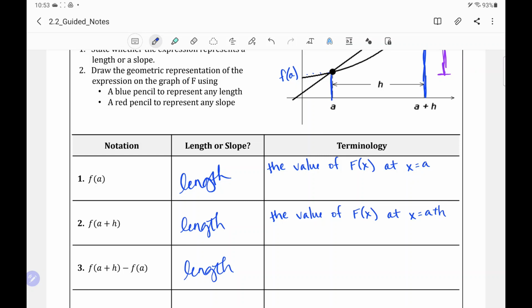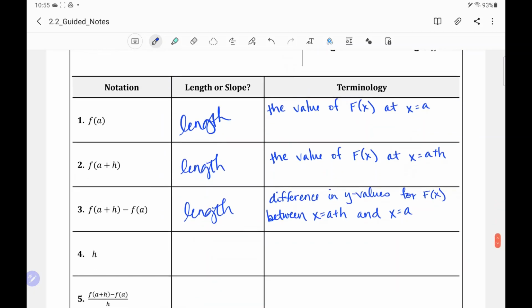Let's write down what would be a terminology for it. Here we go. The difference in y values for f of x between x equals a plus h and x equals a. That's how we could describe it. It's the difference in the y values. Let's look at number 4. 4 just says h. What is h?